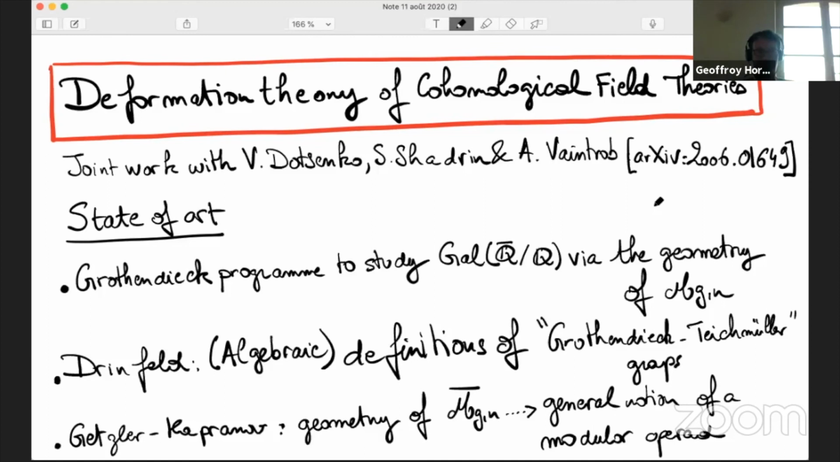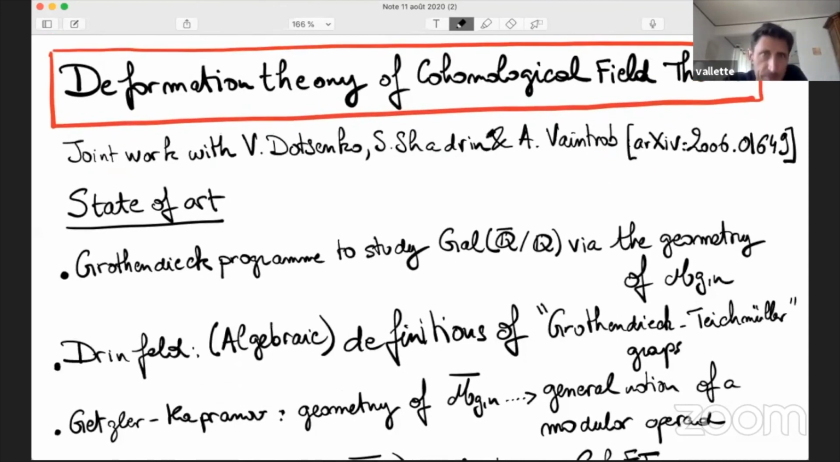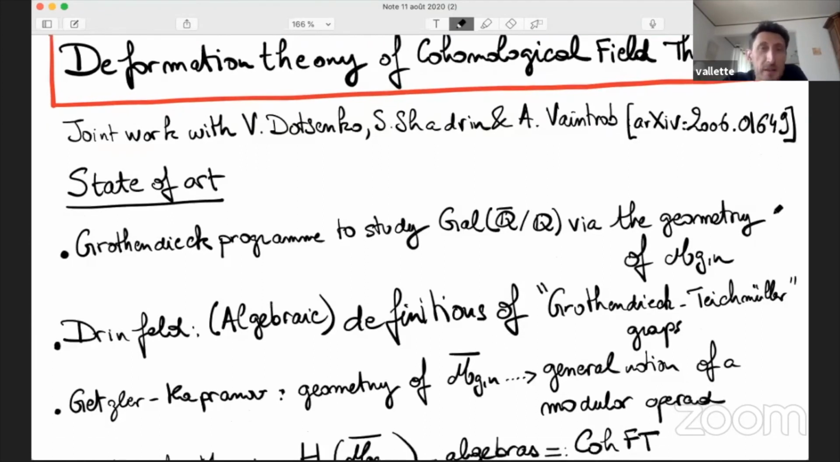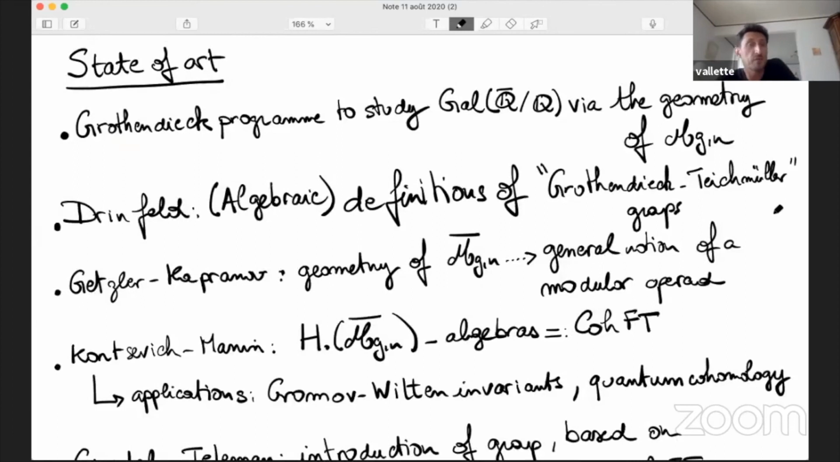Okay, please. So I wanted to first start with the state of the art of these big words: deformation theory and cohomological field theories. What do I mean by that? Well, let's be fancy, and let's start with arithmetics. Grothendieck's program, Esquisse d'un programme, had the purpose of studying the absolute Galois group via the geometry of the moduli space of curves with marked points of genus g. I'm being very vague about this because there are people here who are more expert than me, for instance Geoffroy, etc. But this is a very good motivation anyway.